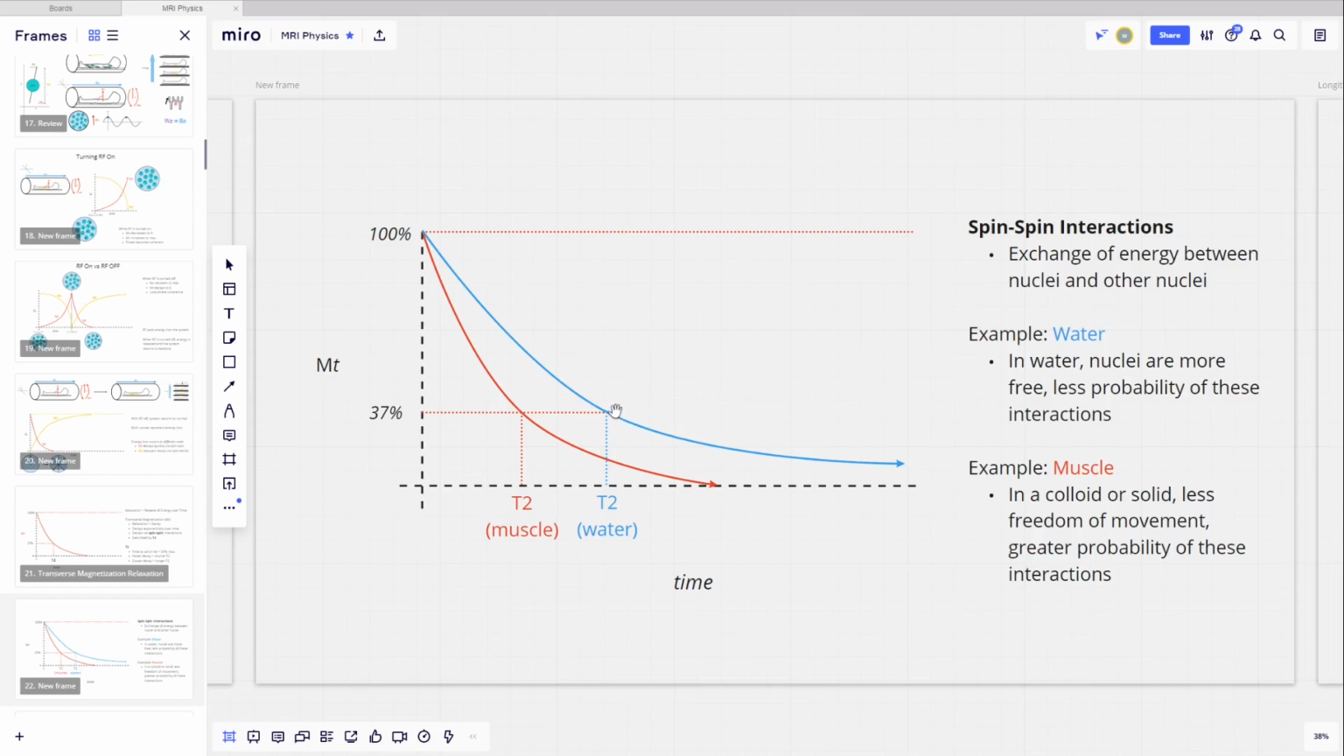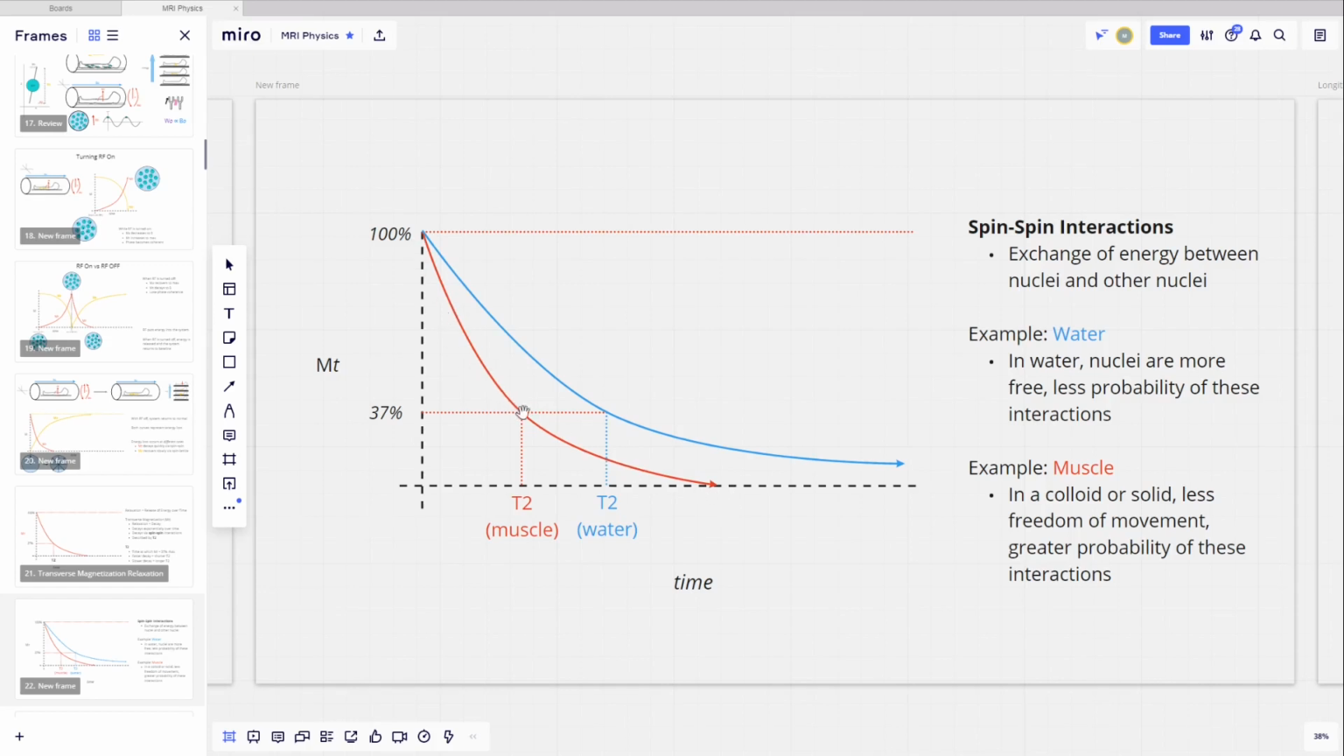Compare that to muscle. Muscle is not free flowing, it's not a liquid. It's a complex biological tissue, and as a result, there is a greater probability of spins within the muscle undergoing those spin-spin interactions, exchanging energy, which means that the system as a whole is going to get down to its baseline, down to zero, a lot faster. So that's this red curve here.